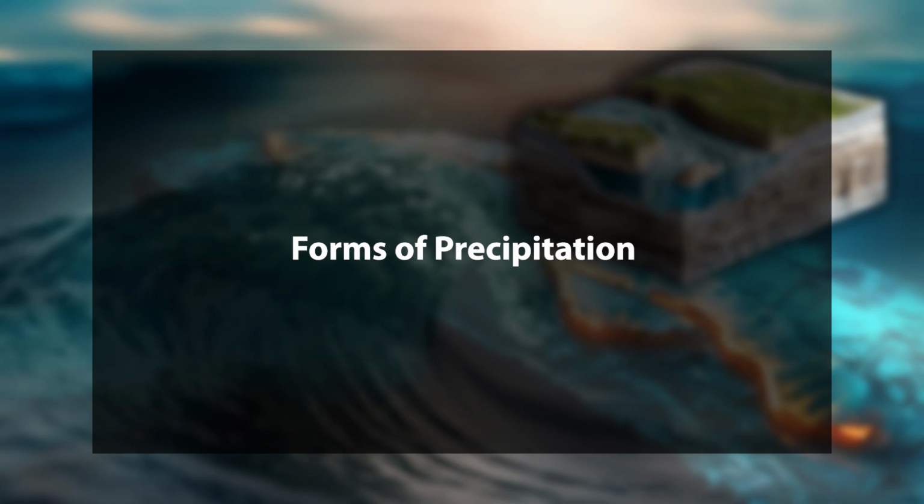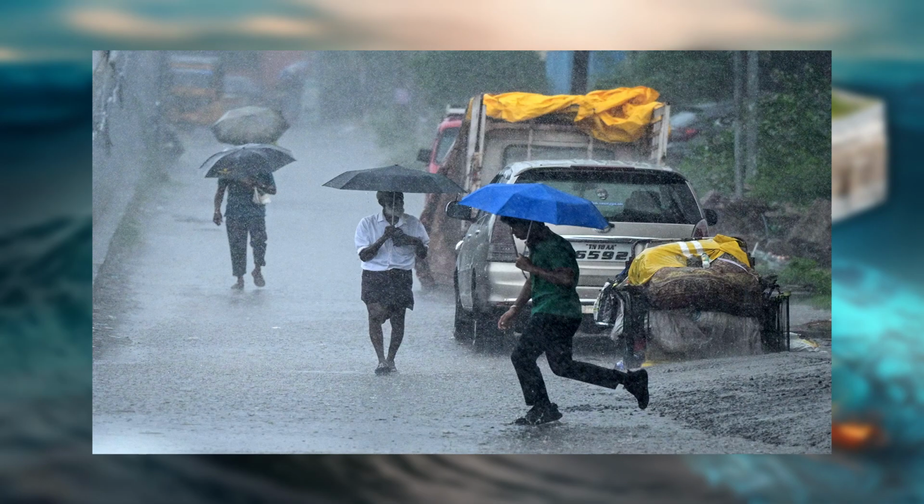This transformation is primarily triggered by the cooling of moist air, which reduces its capacity to hold water vapor. So far as the forms of precipitation are concerned, precipitation may occur in several forms depending on the atmospheric temperature and physical conditions, like we have rain, liquid water droplets.